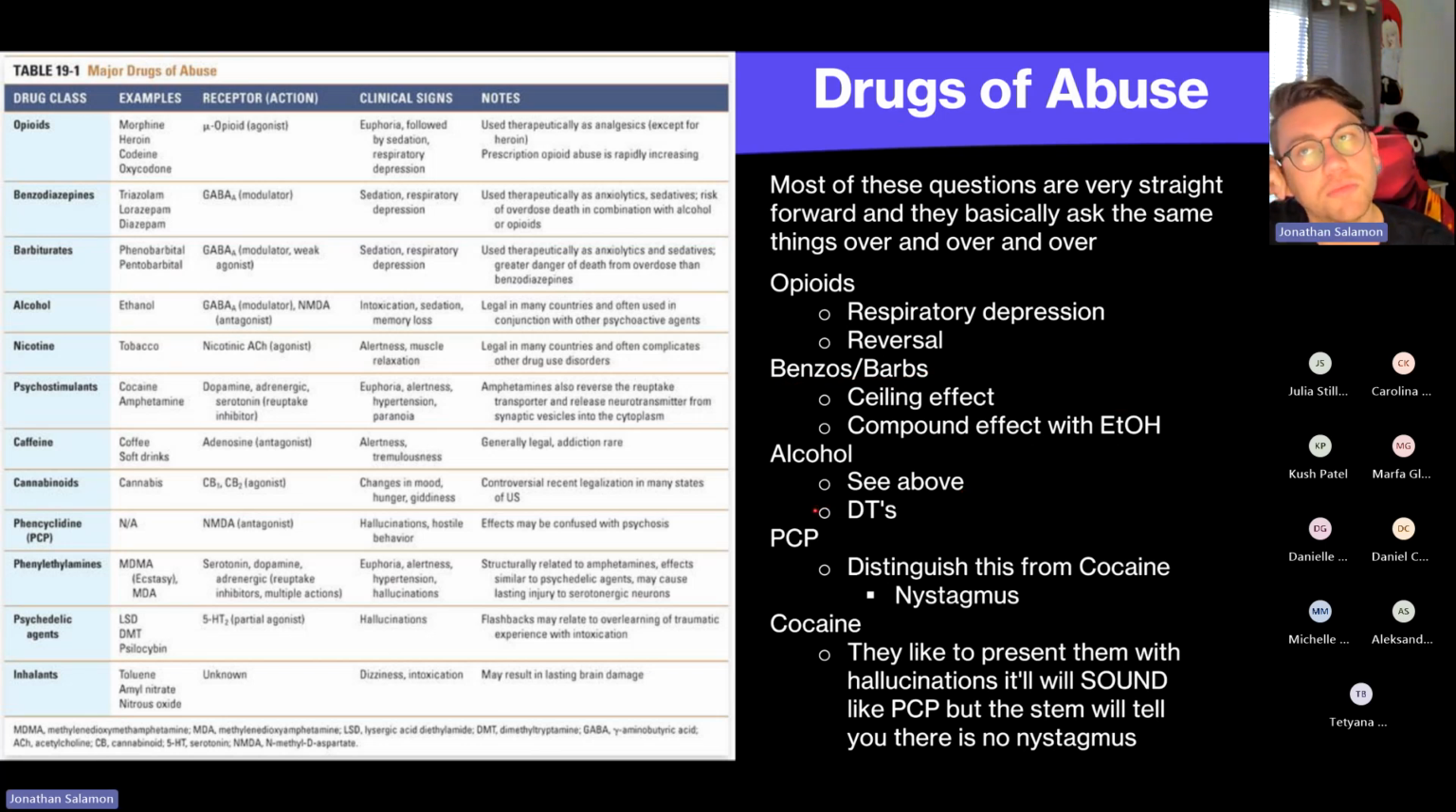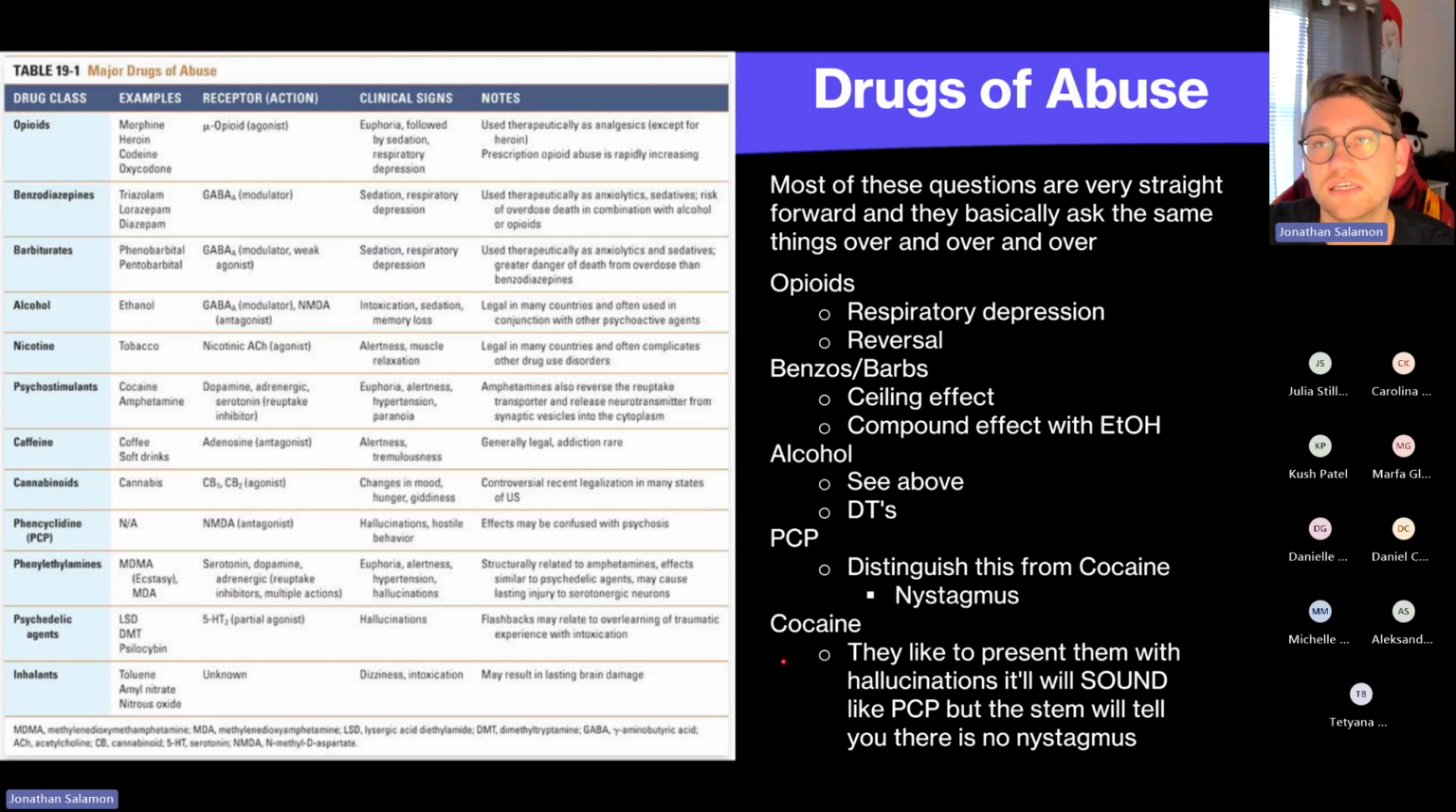Which for your purposes is you need to be able to distinguish, like they gave you 5 different levels of alcohol drunkenness and withdrawals, but the only one that really matters is delirium tremens, which is the last one, which we'll talk about. PCP, you need to distinguish the 2 of these from each other in a lot of stems, and they are almost identical, except PCP causes a nystagmus, cocaine doesn't.